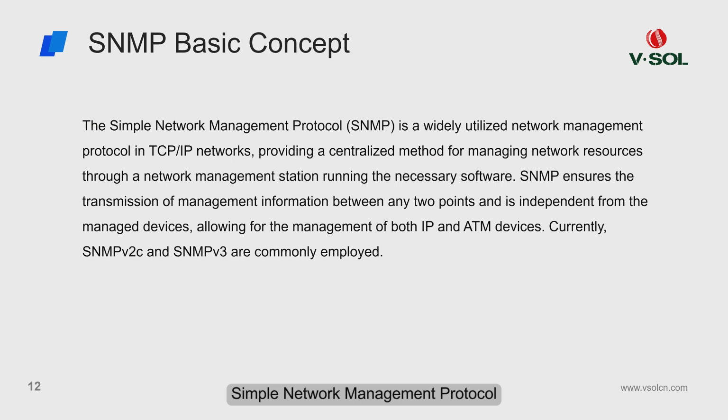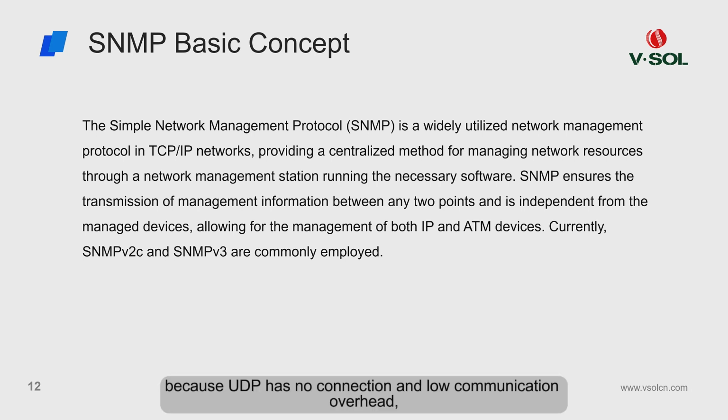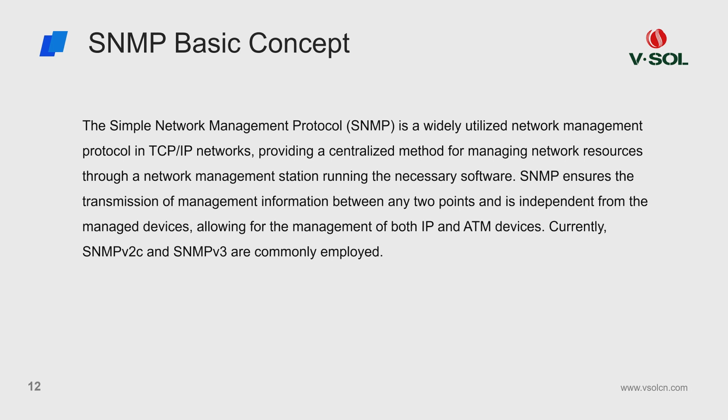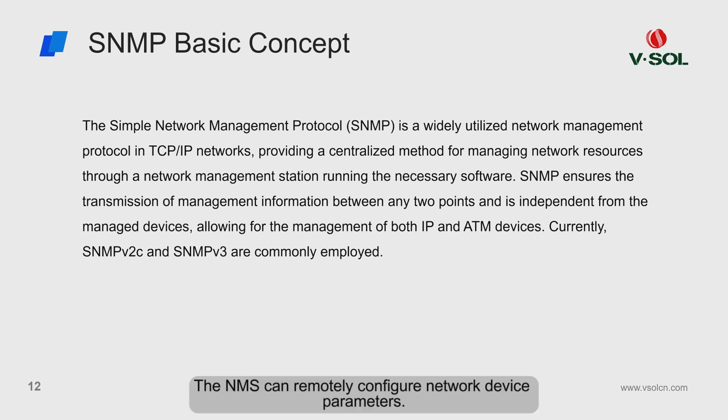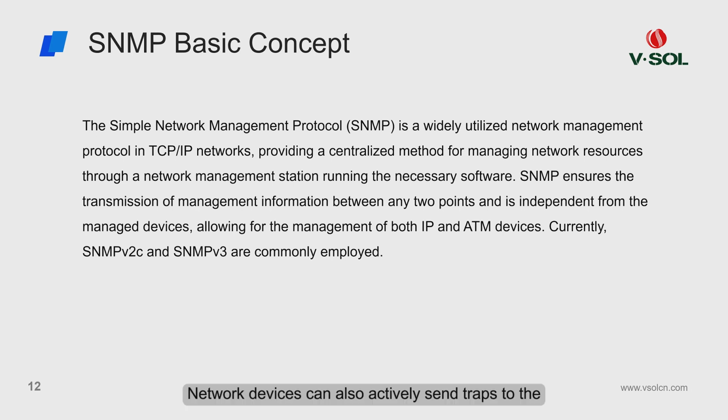Simple Network Management Protocol is a standard network management protocol widely used on TCP/IP networks to monitor and manage the status of network devices. SNMP uses UDP as the transport layer protocol. Because UDP has no connection and low communication overhead, it is suitable for network monitoring. The NMS can remotely configure network device parameters. Network devices can also actively send traps to the NMS to notify specific events or abnormal states.